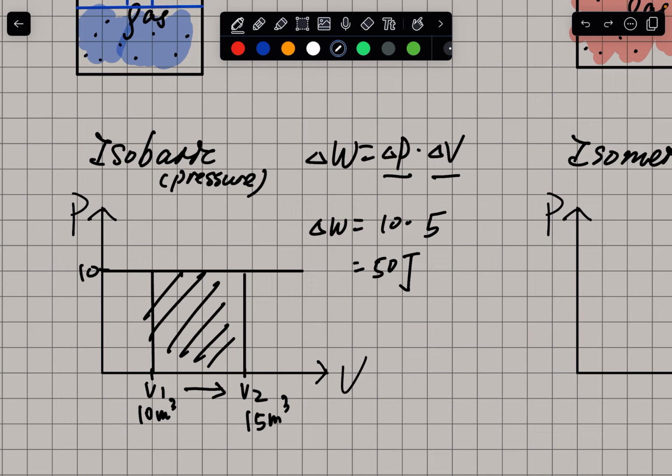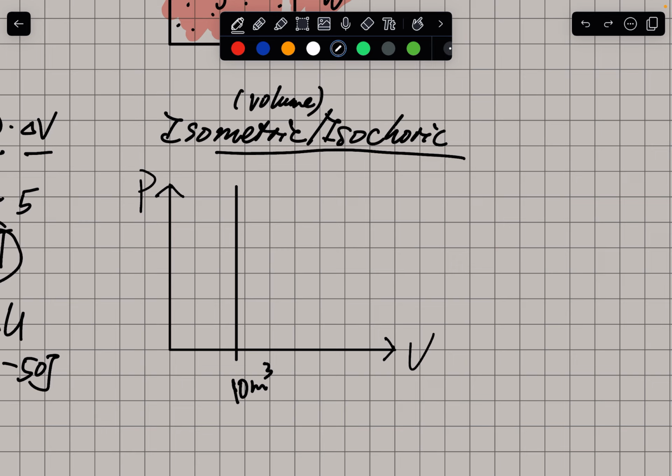Now let's move on to isometric, okay? Isometric, or isochoric, means constant volume, okay? So if the volume is constant, let's say here, my volume can only be 10 meter cubed. I'm not moving to 5, not 15. It can only be 10. Then it doesn't matter how my pressure goes up or down. My work will always be 0, right?